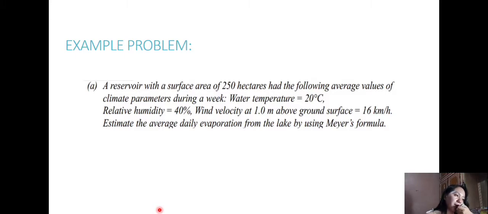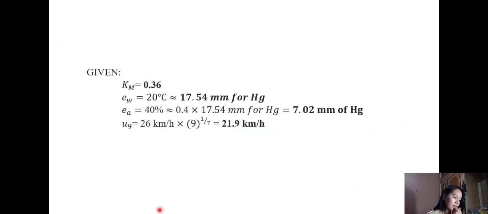The water temperature is equal to 20 degrees Celsius. Relative humidity is equal to 40%. Wind velocity at 1 meter above the ground surface is equal to 16 km per hour. The question here is: estimate the average daily evaporation from the lake using Meyer's formula. So here is the solution.